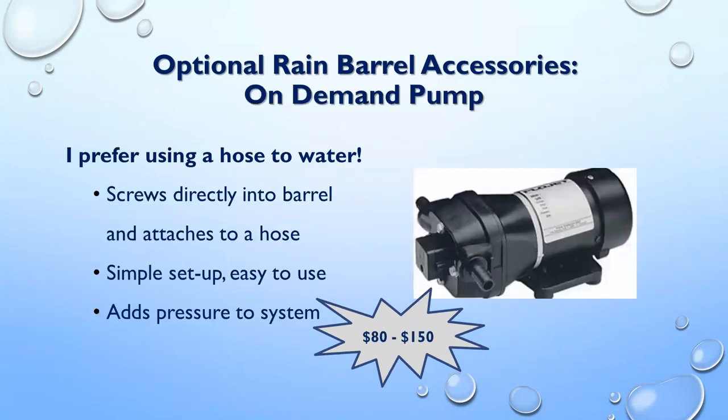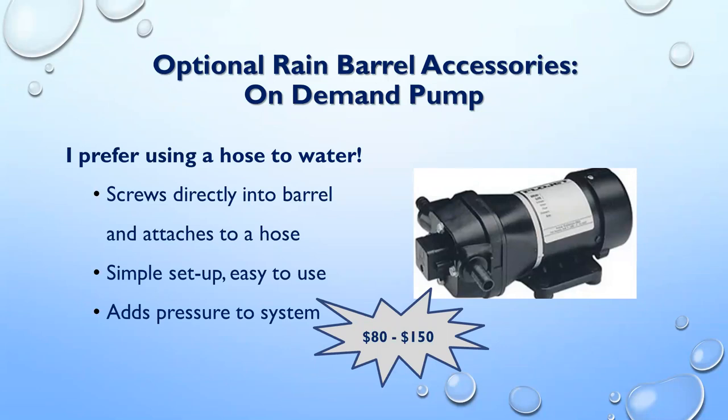So the pump that I usually use is called an on-demand pump, and it's really great if you prefer to use a hose to water your plants. You really don't want to use a drip system. You want to use a hose. It'll screw directly into the barrel. You can use a quick connect, and if you have a contractor set up, they can set that up for you, or you can go to a hardware store and find quick connects and set it up.